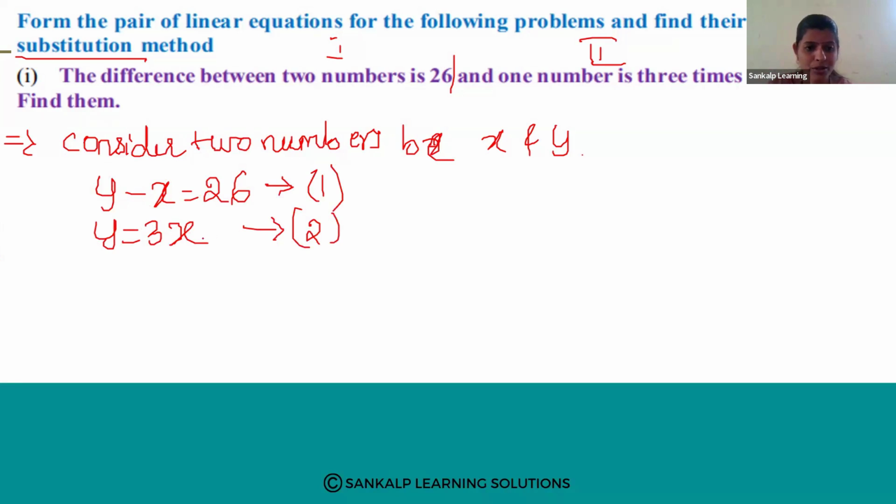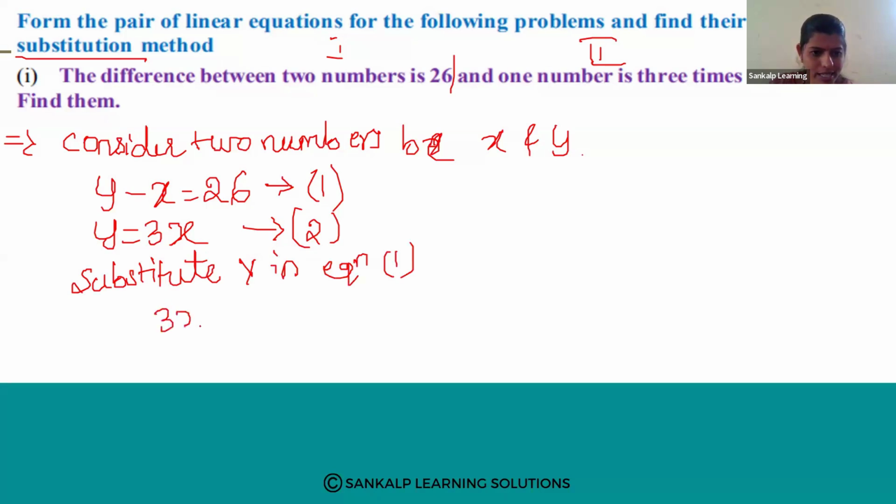So which method you are using here? Substitution method. Here y is equal to 3x. That means you are substituting y is equal to 3x in equation number 1. So substitute the value of y in equation number 1. What you will get? y is 3x. 3x minus x is equal to 26. 3x minus x is 2x is equal to 26.